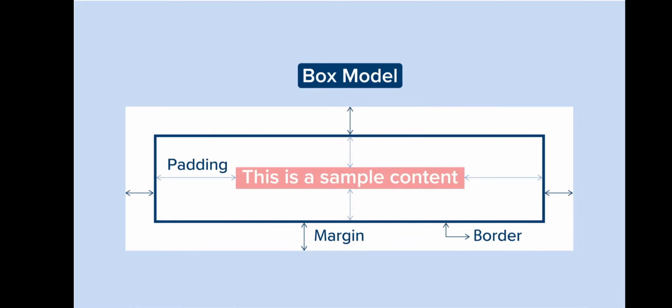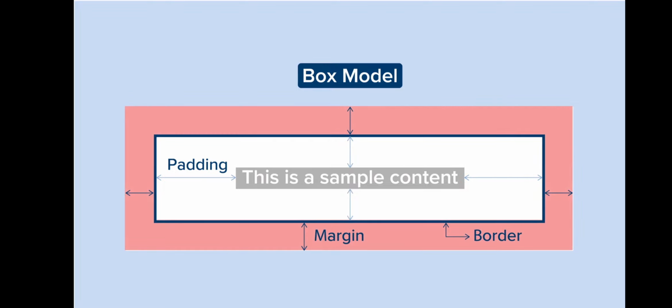Here, let's say we have this HTML element. Now, around this element, this is the first box which is for the actual content. This is the second box for padding space around the content. This is the third box for a border. And this is the fourth box for a margin around the border.